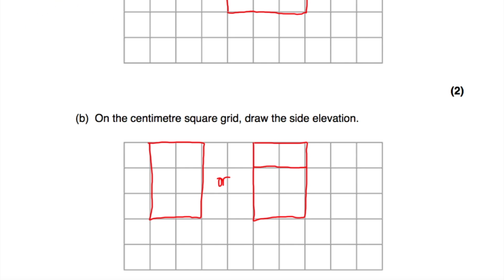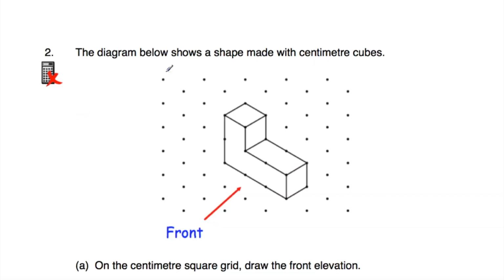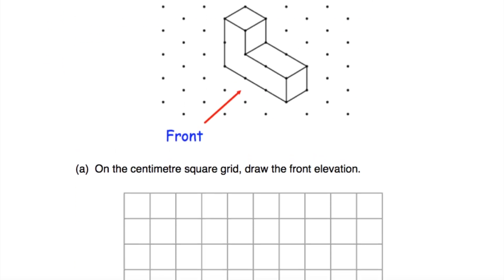Okay, let's look at our next question, question number 2. Question number 2 says the diagram shows a shape made from centimetre cubes. So we've got 1, 2, 3, 4 centimetre cubes joined together, and there's the front of the shape. And part A says draw the front elevation.